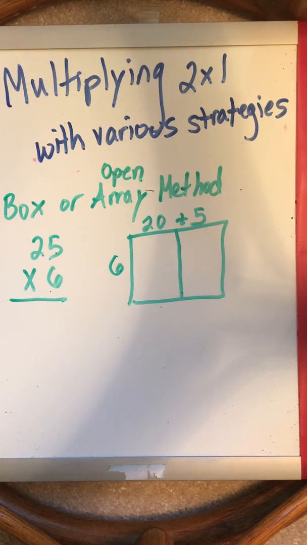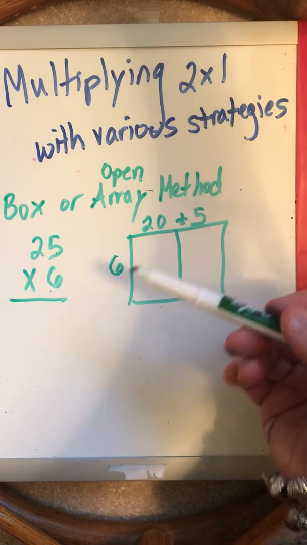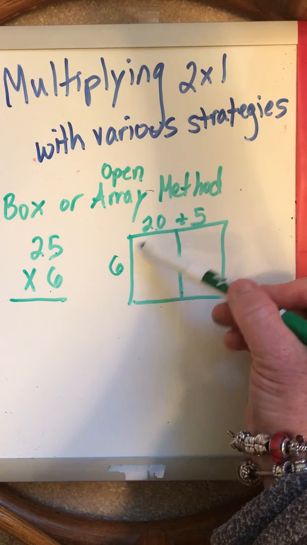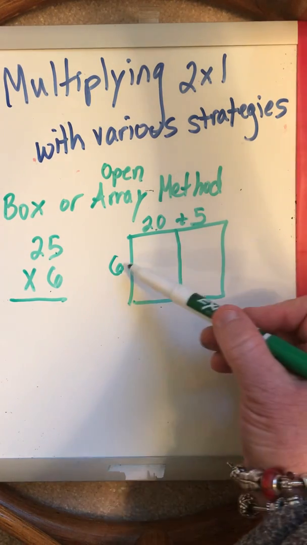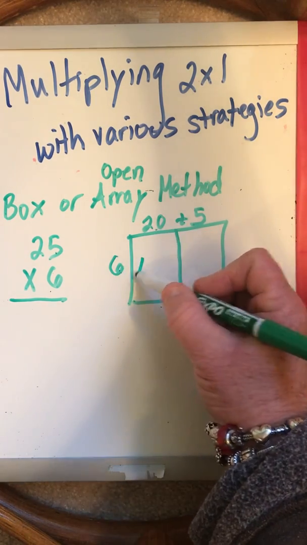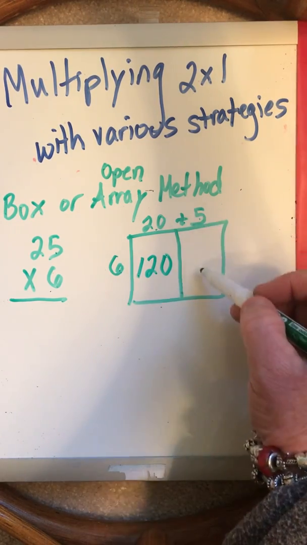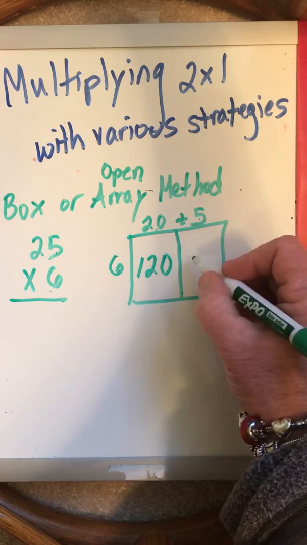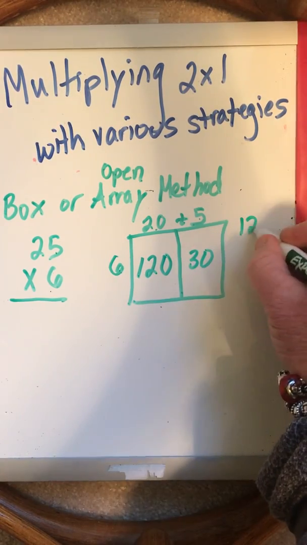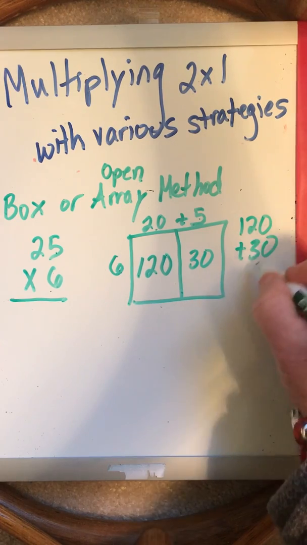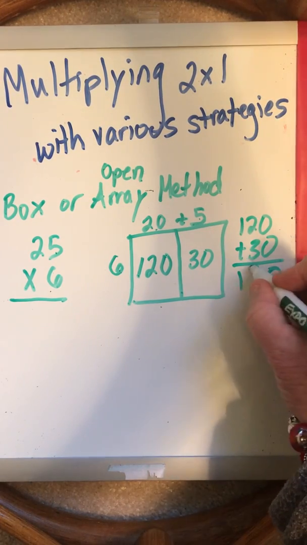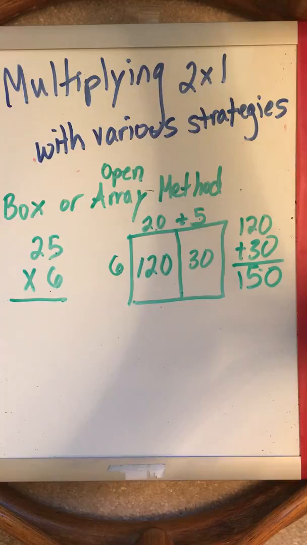Now we're going to multiply just like we would do with an array. 20 times 6, and use the 0 method. 6 times 2 is 12, and then add your 0 on. And then in the second box, we're going to do 5 times 6, which is 30. Now we're going to add these two numbers together, and we're going to get 150. So we're just breaking the number apart. That's one way. That's using the open array or the box method.